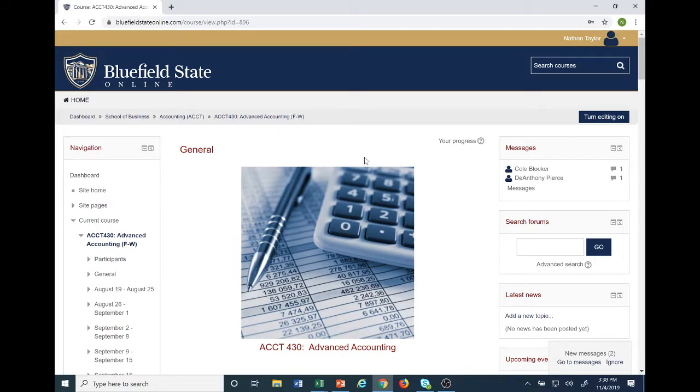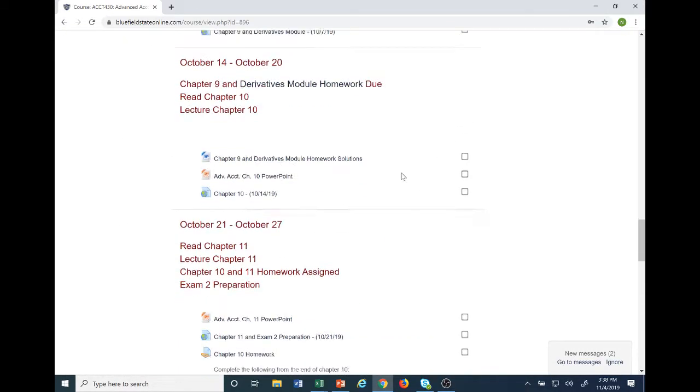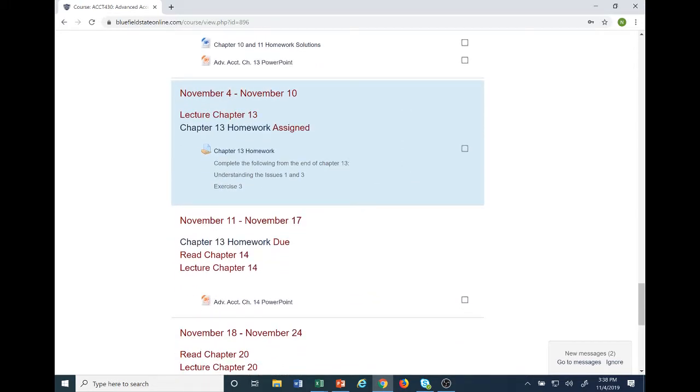Homework for Chapter 13 is already posted in Moodle. For the Chapter 13 homework, we're going to complete, from the end of the chapter, Understanding the Issues 1 and 3 and Exercise 3. This homework will be due next Monday at 11:55 p.m.